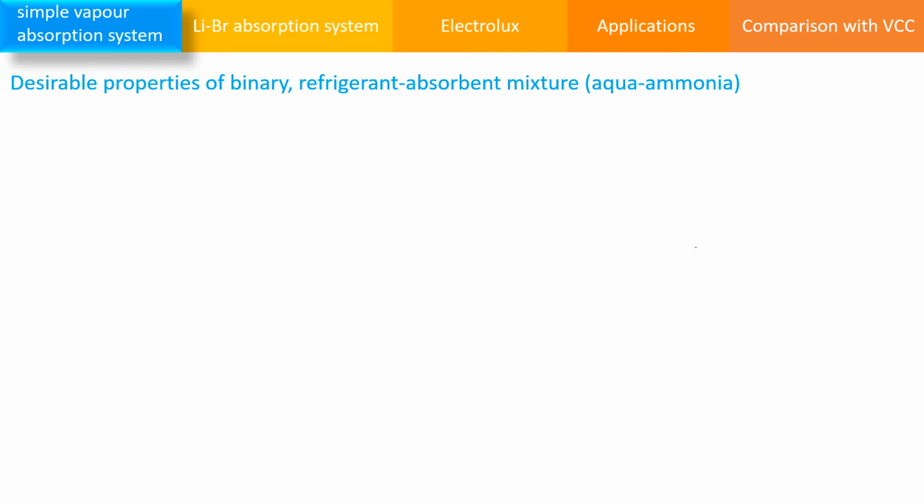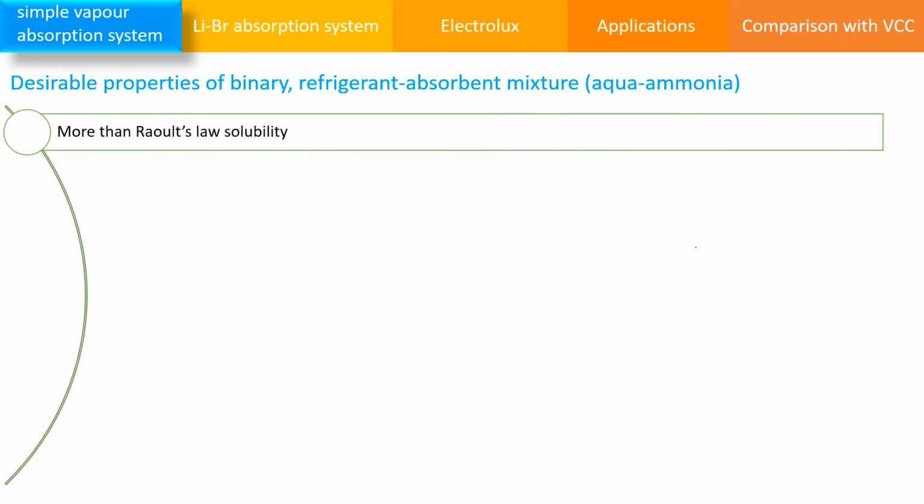Now this aqua ammonia solution has some desirable properties of a refrigerant-absorber mixture. Mainly, aqua ammonia solution is the only solution which passes all these criteria. Let us see what they are. The first is it must have more than Raoult's law solubility. That means it should create a strong solution, highly rich in the refrigerant, which is formed in the absorber by absorption of refrigerant vapor. As we have seen, it should contain the highest amount of refrigerant inside the solvent.